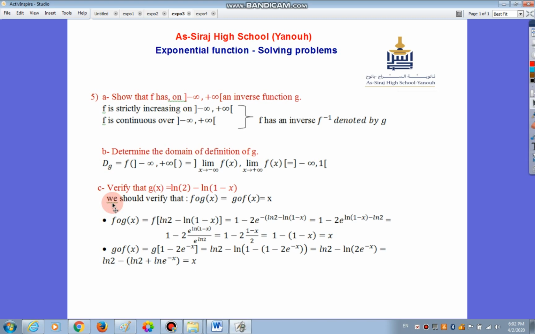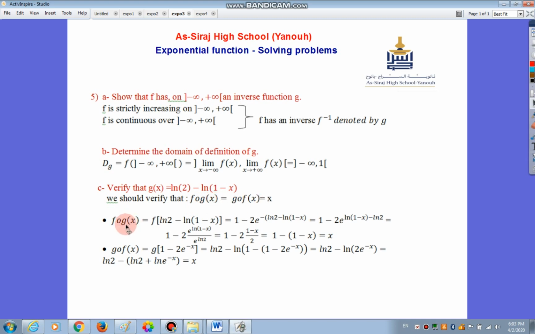Part C, verify that g(x) is equal to ln 2 minus ln of 1 minus x. We should verify the following. f o g of x is equal to g o f of x is equal to x, because he is asking me just to verify. If I verify this, then I verify that g is the inverse of f. Let's start with the first part. f o g of x should be equal to x.